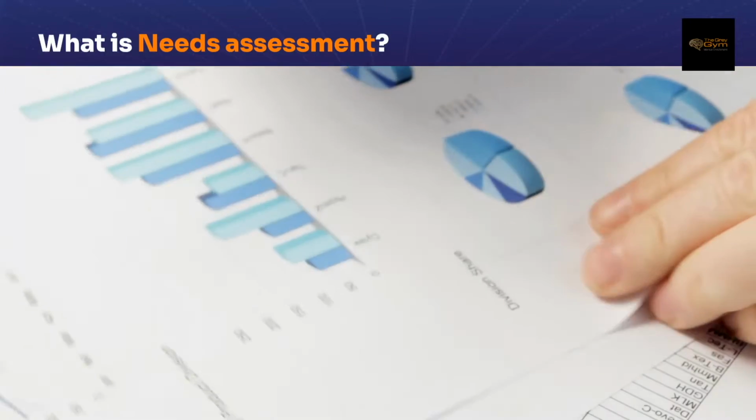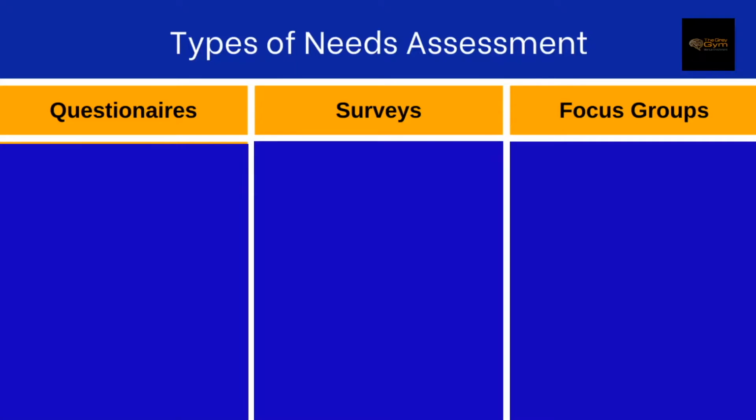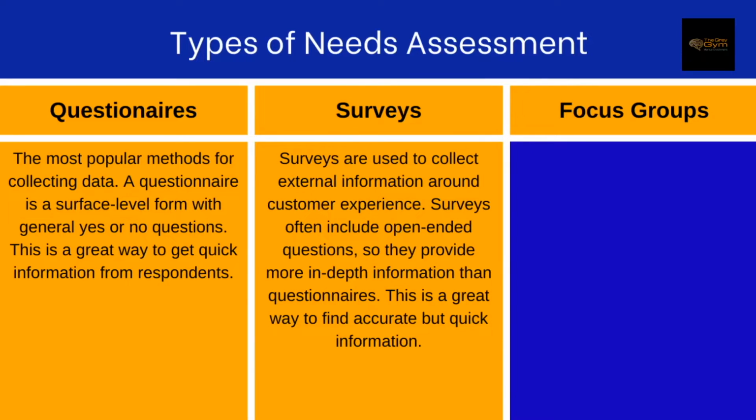There are mainly 3 ways most organizations carry out a needs assessment, which are questionnaires, surveys, and focus groups. Questionnaires and interviews are the most popular methods for collecting data. A questionnaire is a surface-level form with general yes or no questions. This is a great way to get quick information from respondents. Many teams use surveys to collect external information around customer experience. Surveys often include open-ended questions, so they provide more in-depth information than questionnaires. This is a great way to find accurate but quick information.